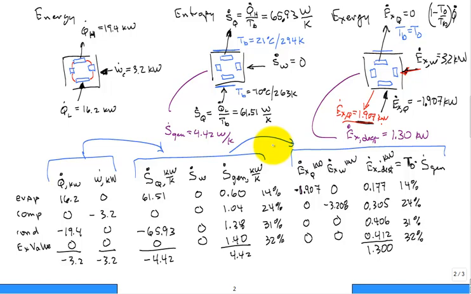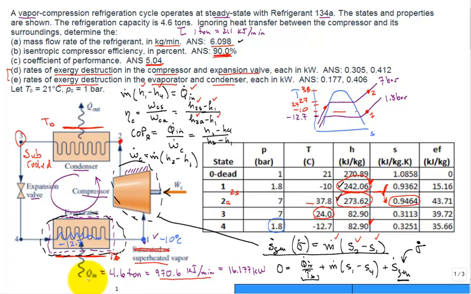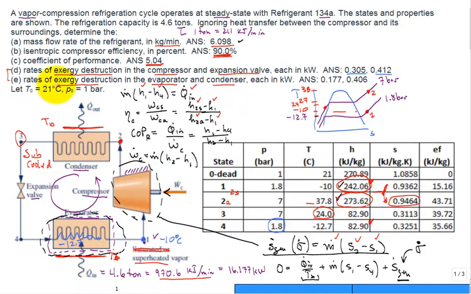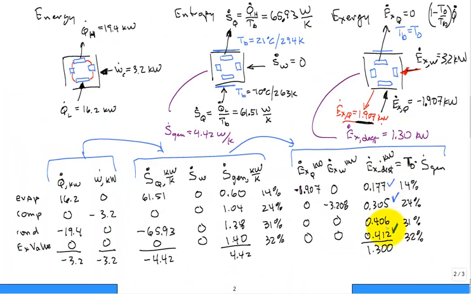All right, let me go back here. And so basically what I did was the rate of exergy destruction in the compressor, 0.305, and then expansion valve 0.412, and then the last two parts were for the rate of exergy destruction in the evaporator and the condenser, 0.177 in the evaporator, 0.406. So hopefully this was helpful.